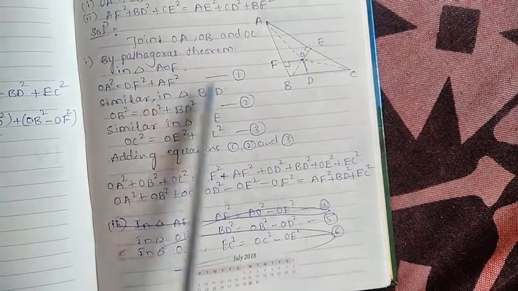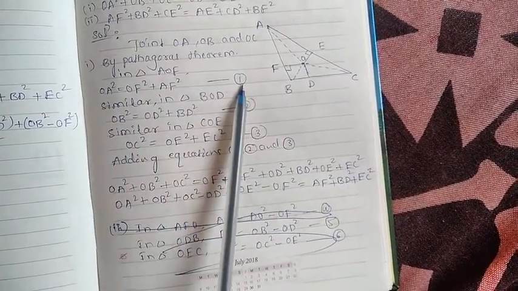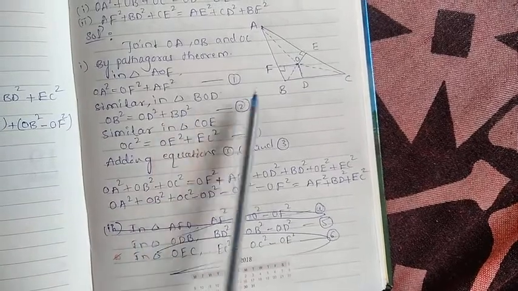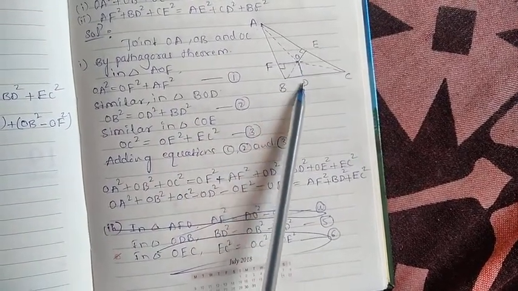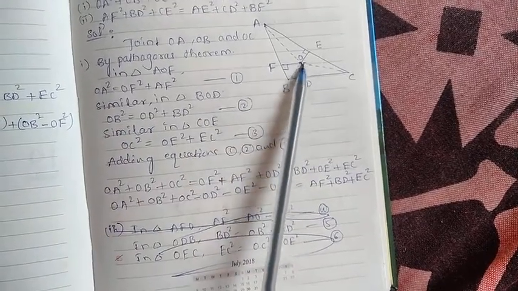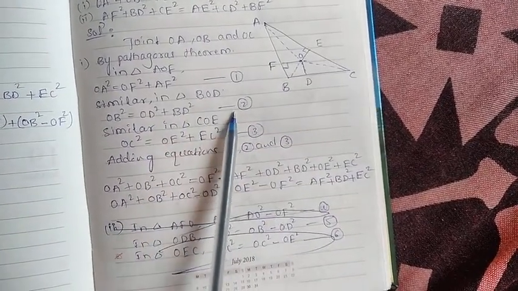Similarly, in right angle triangle BOD, the hypotenuse is OB, so OB square is equal to OD square plus BD square. This is equation 2. One more right angle triangle, that is COE.